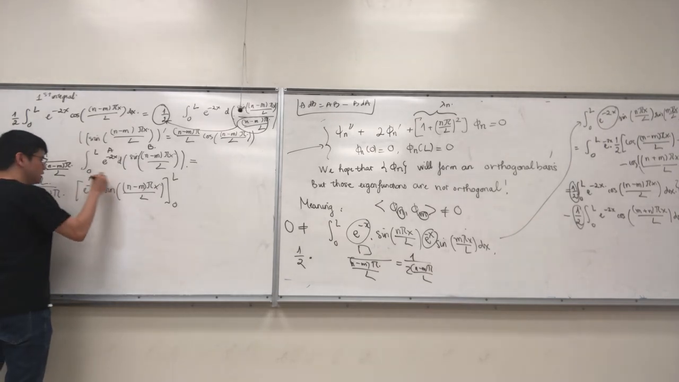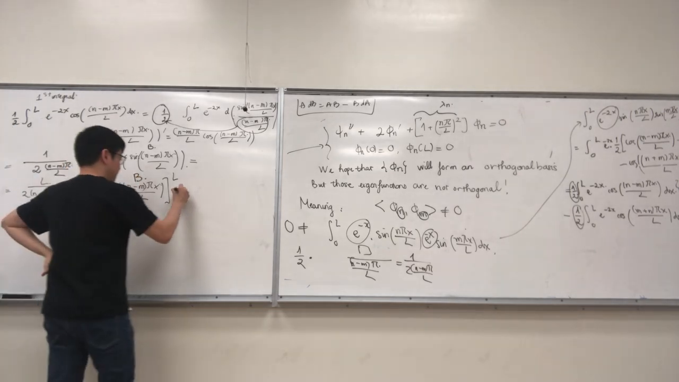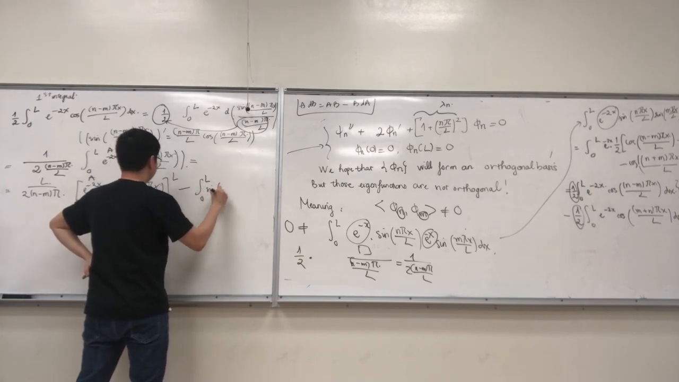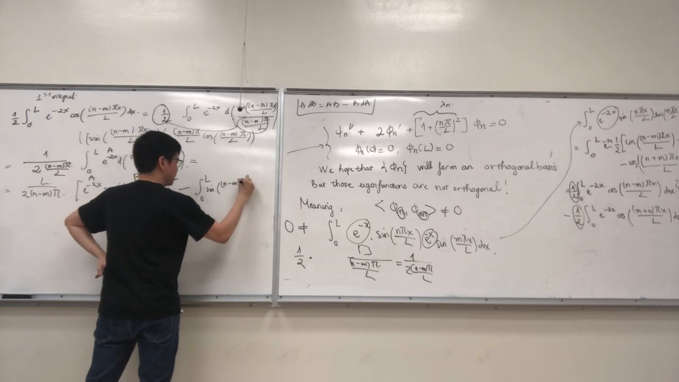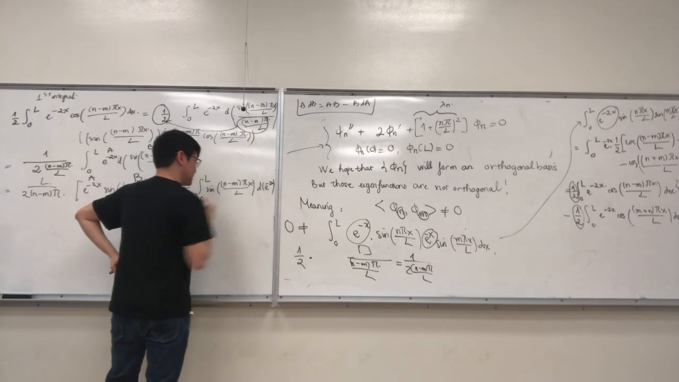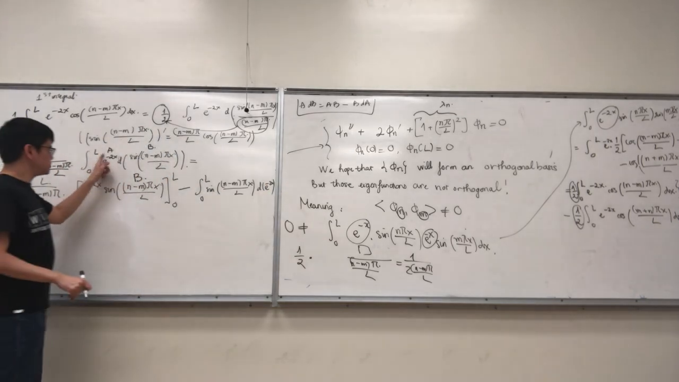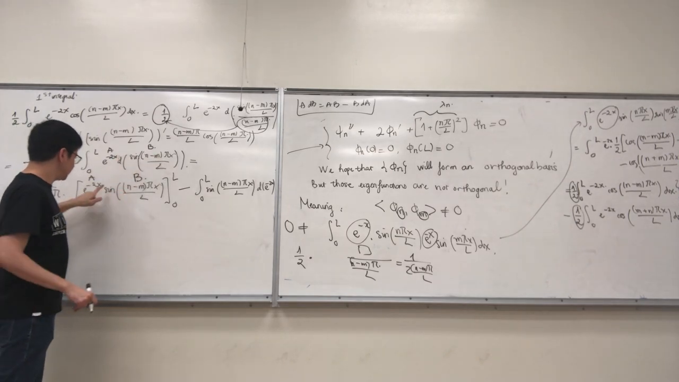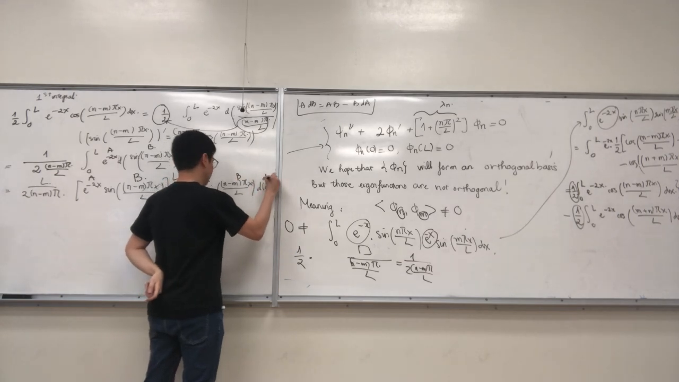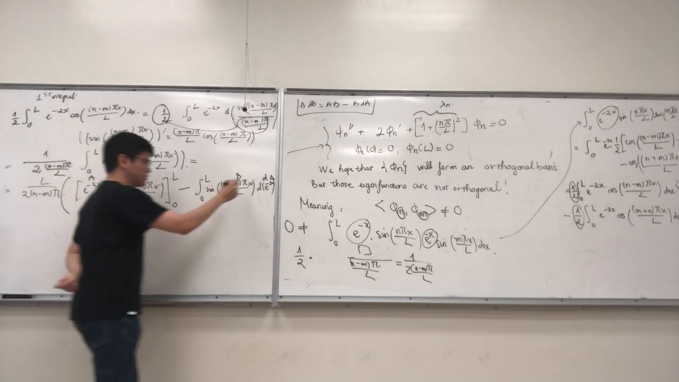Right, so I'm going to use integration by parts. So this is A, and this is B. Right, so then you're going to have minus the integral from 0 to L, sine of (n minus m) pi x over L, d of e to the power minus 2x. Right? So this is A, this is B, so A dB is A times B minus B dA. And of course I have to multiply everything with the constant.